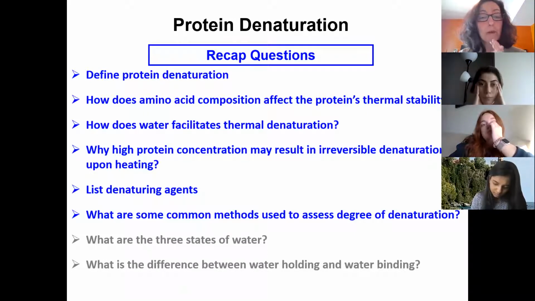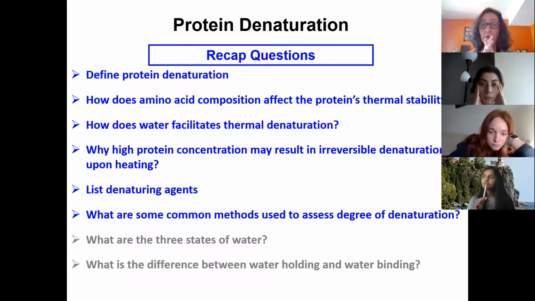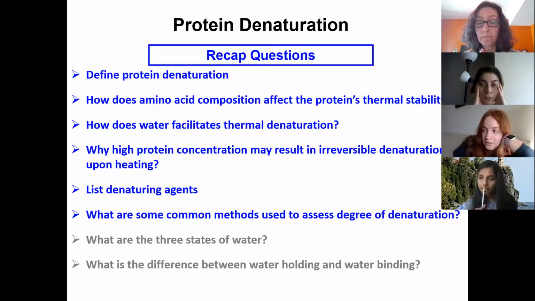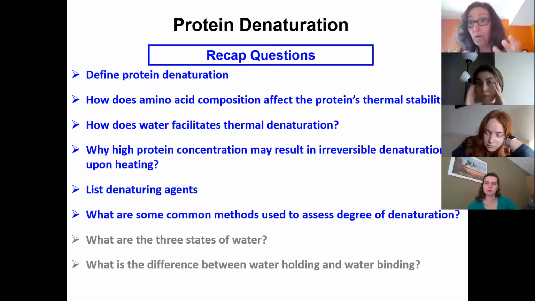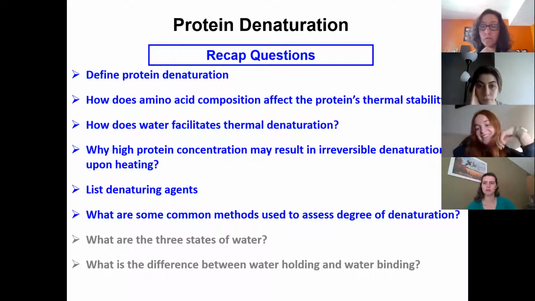Okay, what are some common methods used to assess degree of denaturation? Can you remember any of the methods we talked about? You can use UV absorbance. Yes, we can use UV absorbance because when the protein denatures or unfolds, you're exposing more of the aromatic amino acids that are nonpolar and potentially would be in the interior. So you increase absorption and you increase fluorescence. So that's a good method.